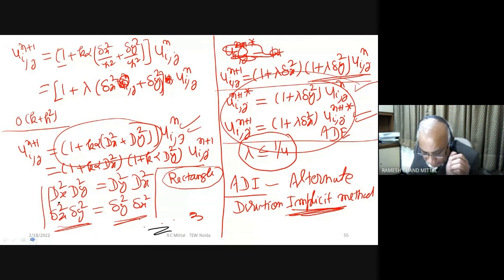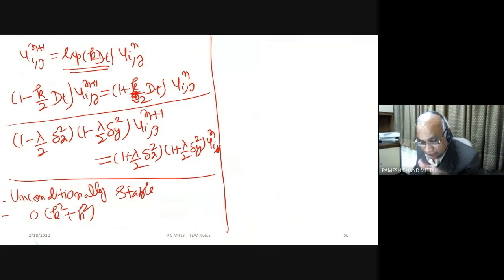Okay, so you have this scheme. So I do some trick with it so that life becomes easy for me computationally. And again, this is possible only if my domain is a rectangle. My domain is a rectangle.